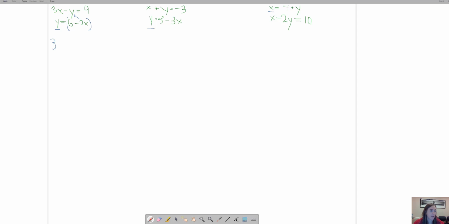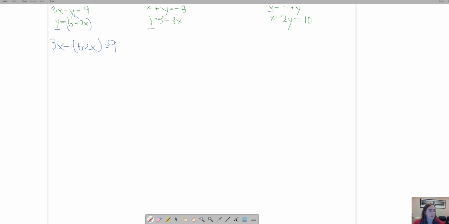So I'm going to have my 3x minus, and then I'm going to take this whole thing and substitute out the y and put in 6 minus 2x equals 9. Okay, and what that does is it makes it so we only have one type of variable and then you can solve. So that's what we're going to do next.